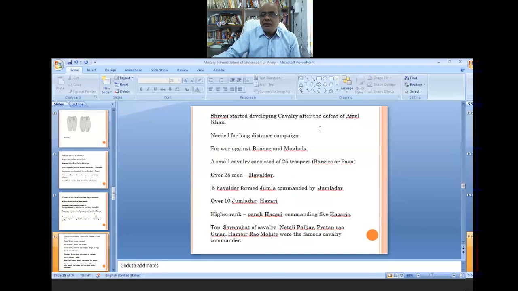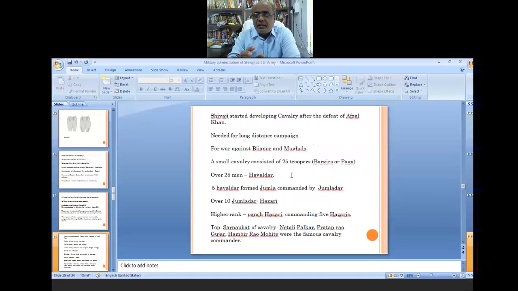Well, now after the defeat of Afzal Khan, Shivaji also started developing his cavalry. It was a requirement for the long distance campaigns, for war against Bijapur and Mughal. And here, one small unit of cavalry consisted of 25 troopers, and the cavalrymen who were in the regular service of Shivaji were called Bargirs, or they were also called Paga. And here also the rank structure was different than what we have in infantry.